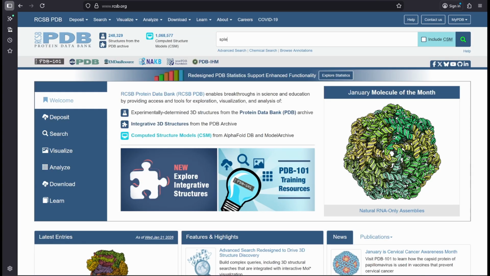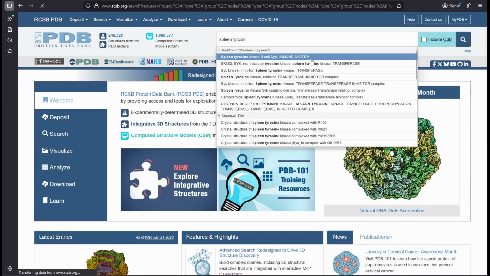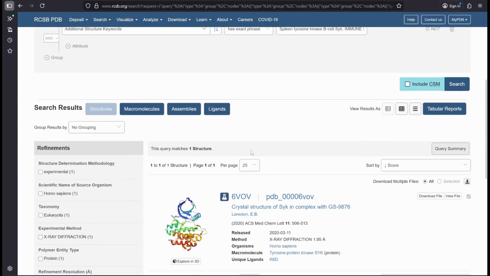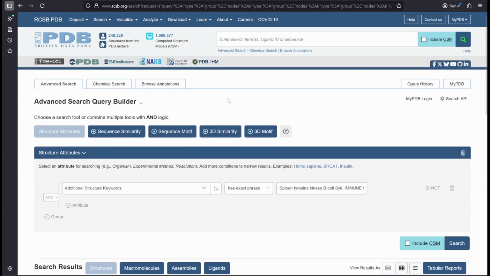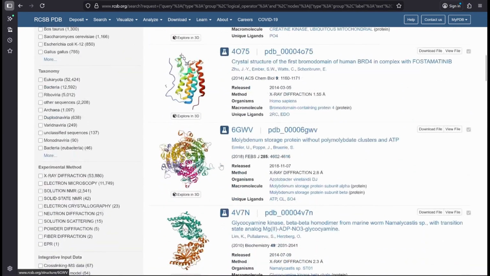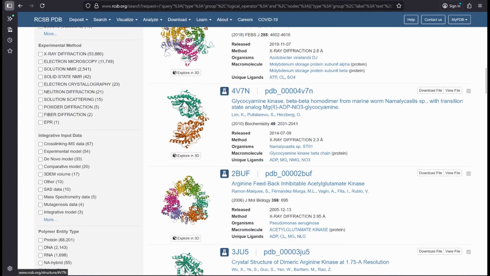For example, if we type out, for example, serine tyrosine kinase, it will show you, I don't know why only one is showing here, but okay, let's try a common search again. I just typed in kinases, and you will see that a lot of different structures are available here. Anybody knows which experiments are performed to get this sort of structures?